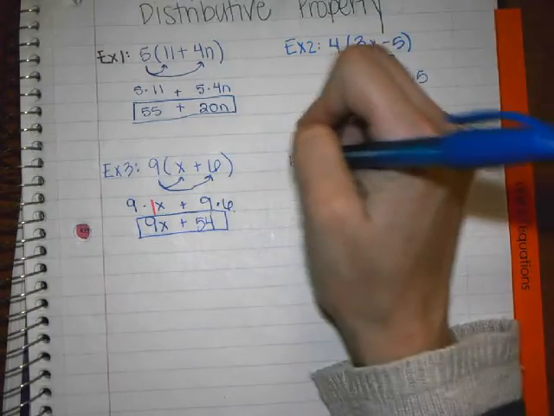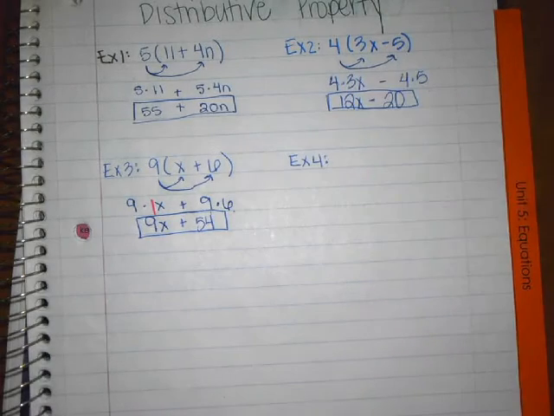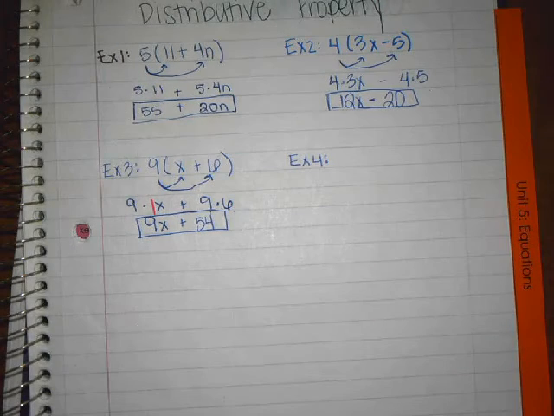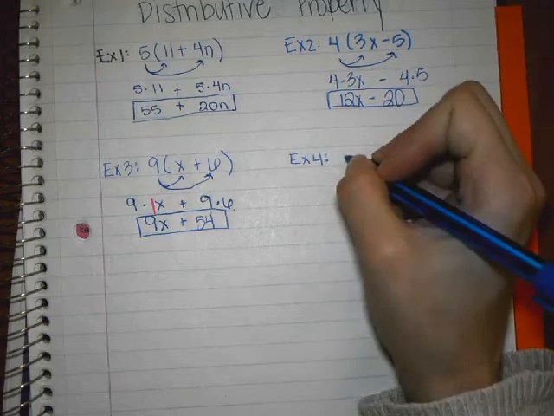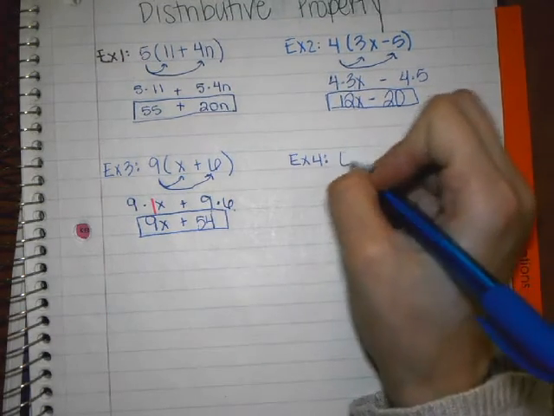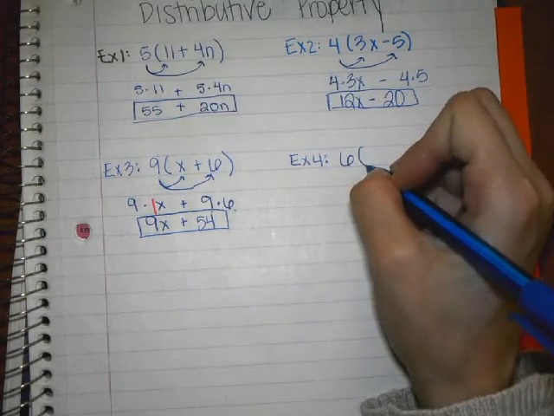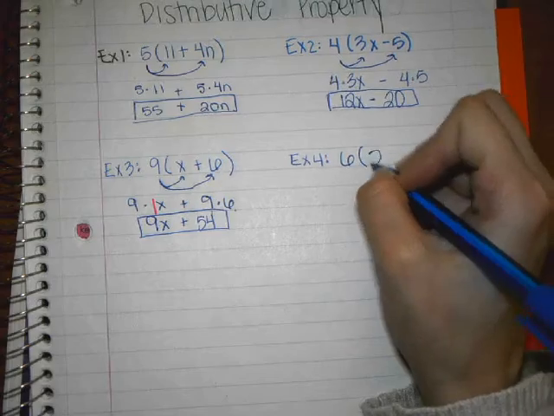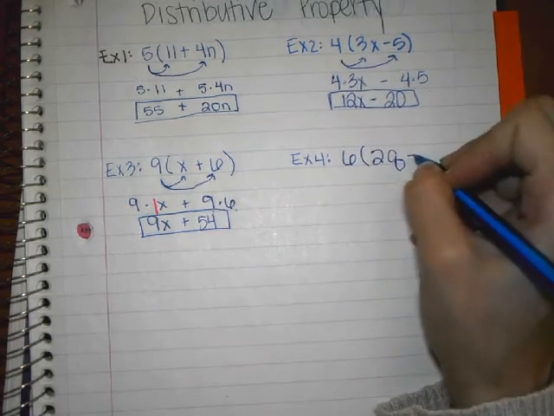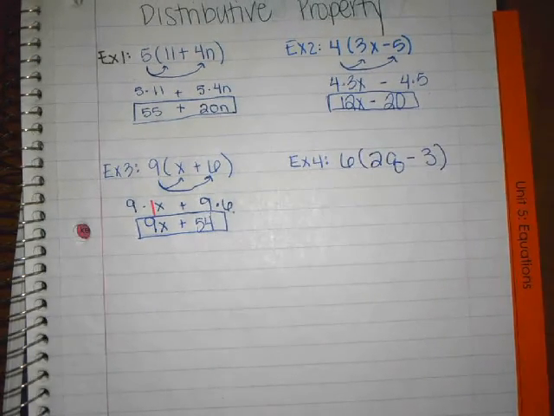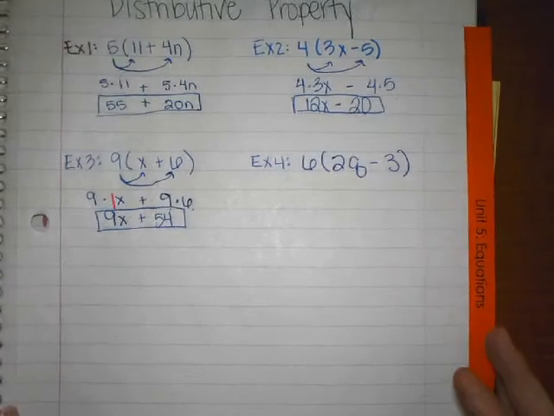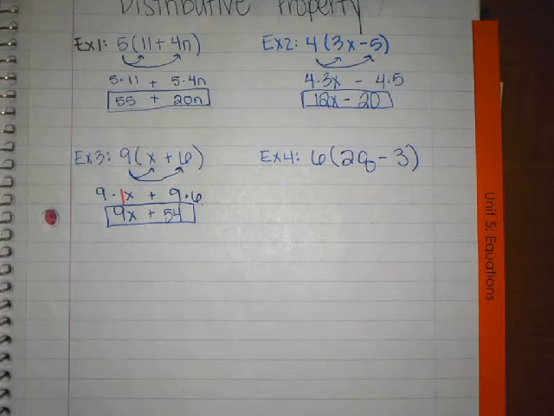Okay, example 4. Everyone do this one for me. What if I give you 6 and then inside parentheses 2q minus 3? 6 is outside parentheses, 2q minus 3.